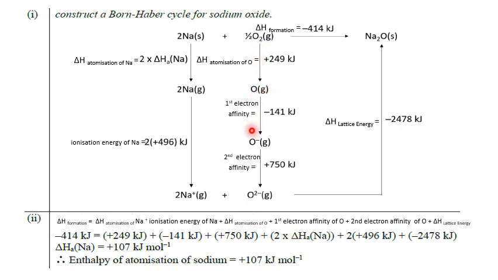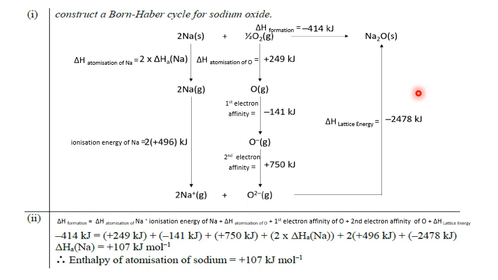Next, here 1 mole of electron is added. So first electron affinity is negative 141 kilojoule. And then the second electron is added, so the second electron affinity is positive 750 kilojoule. So this is the ion, and then it will form the lattice energy. So this is the complete Born-Haber cycle for sodium oxide.